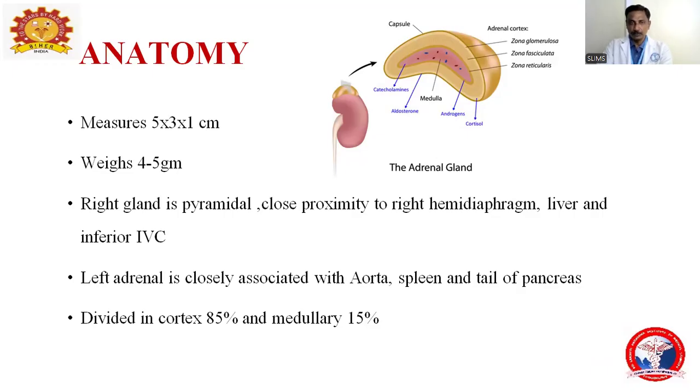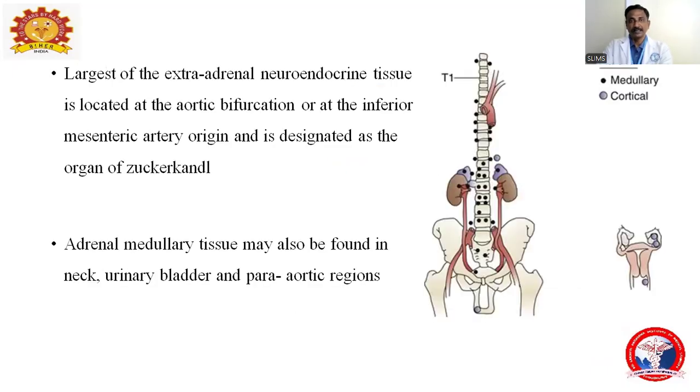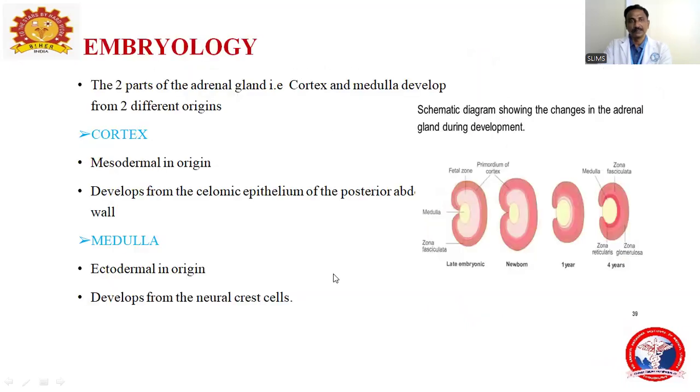It is divided into cortex and medulla. Cortex forms the major chunk of the gland, which is about 85%, and medulla is only 15%. Largest of the extra-adrenal neuroendocrine tissue is located at the aortic bifurcation or at the inferior mesenteric artery origin and is designated as the organ of Zuckerkandl. Adrenal medulla tissue may also be found in neck, urinary bladder, and para-aortic regions.